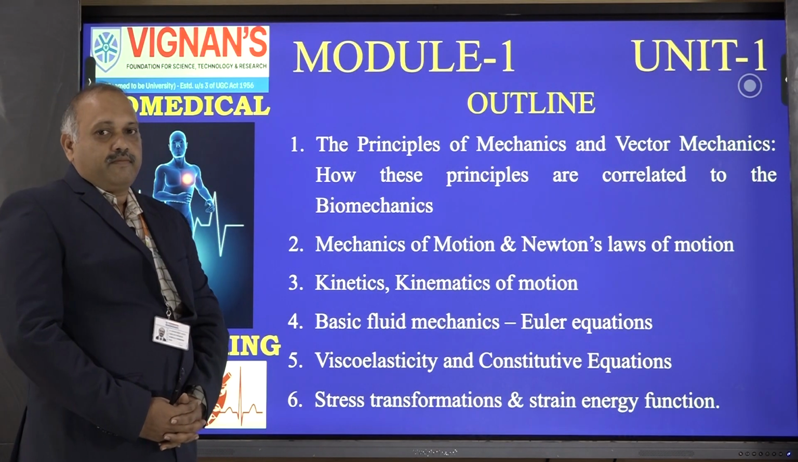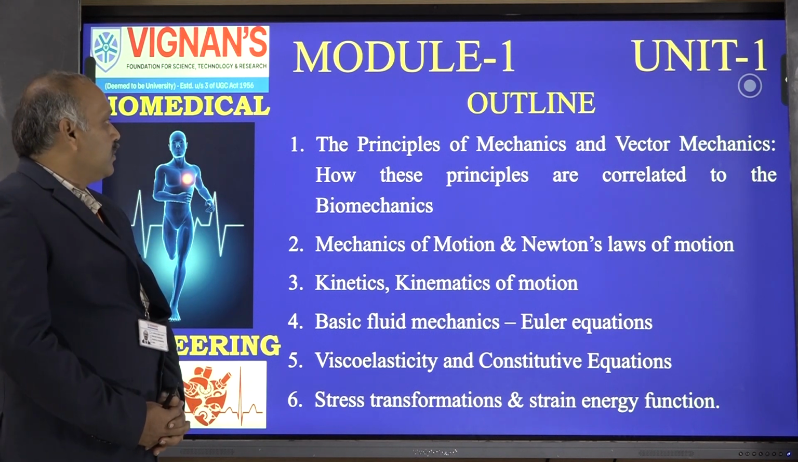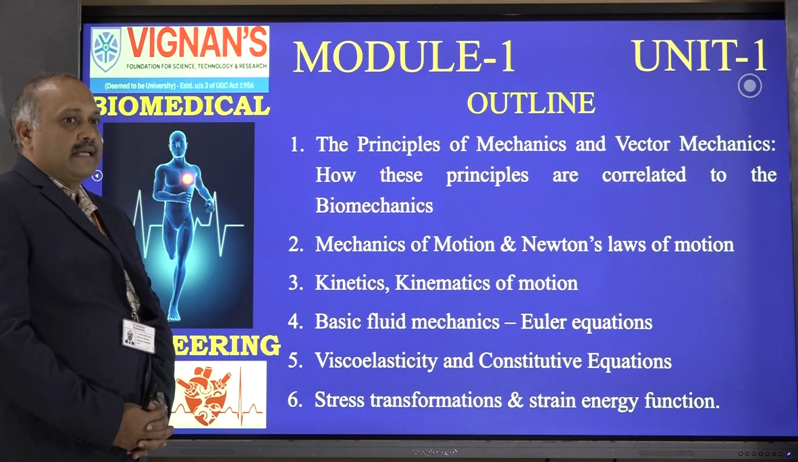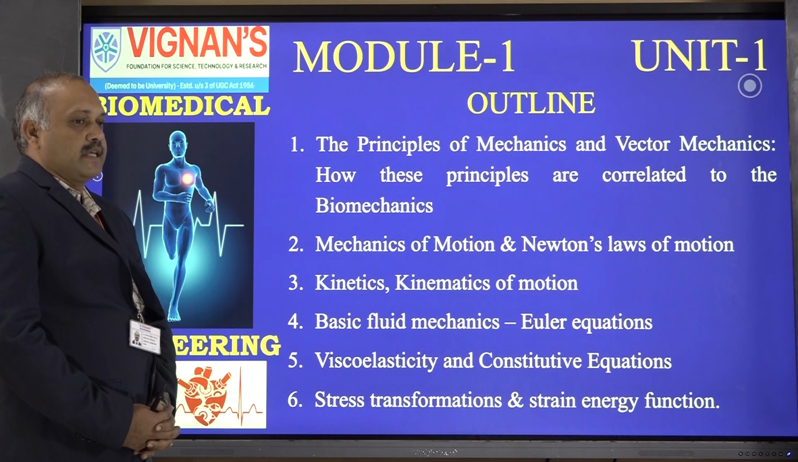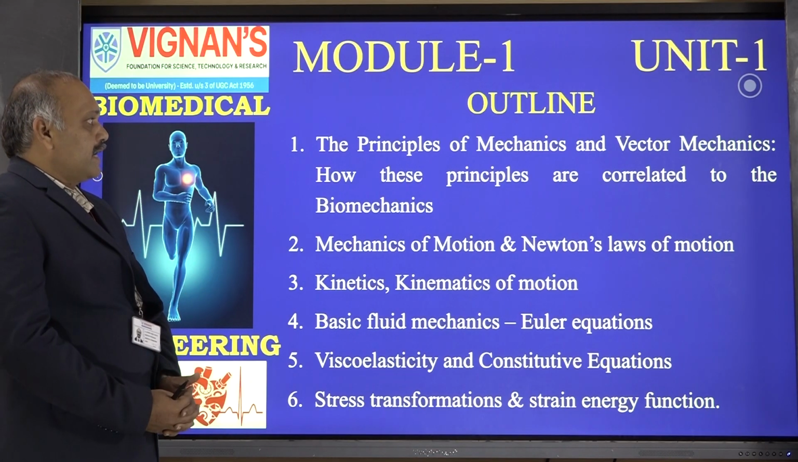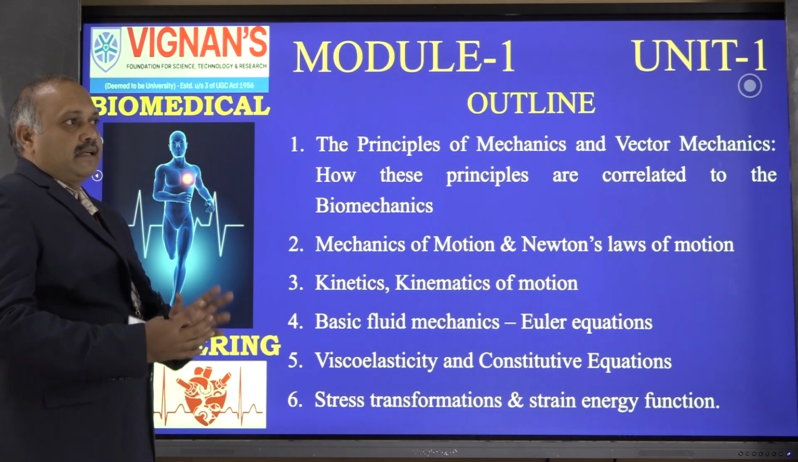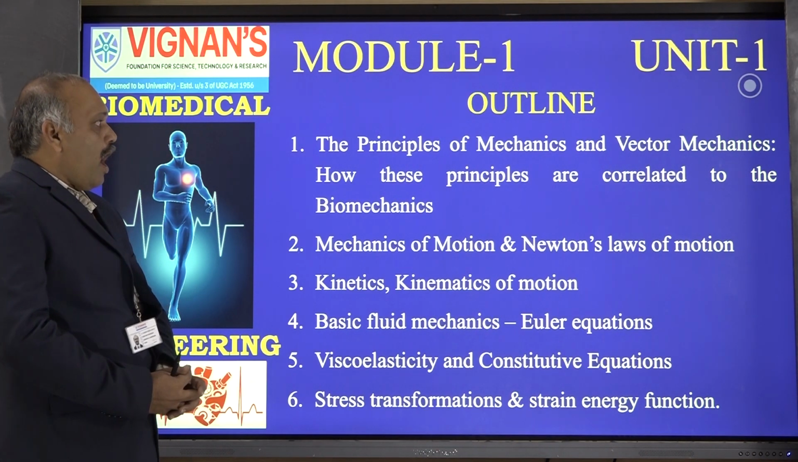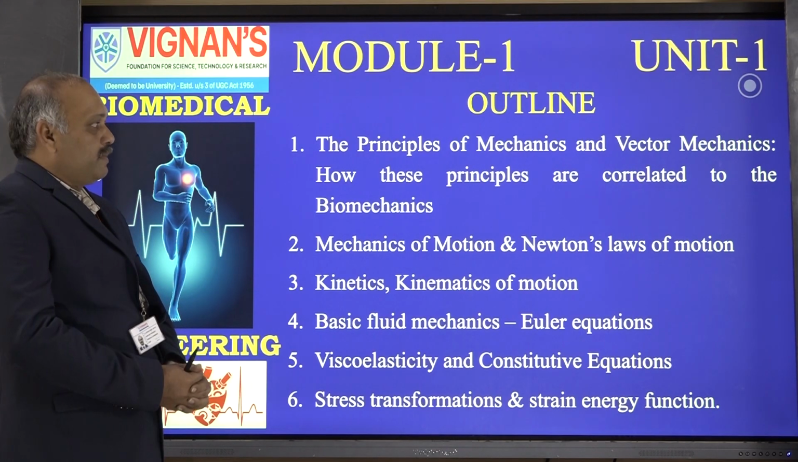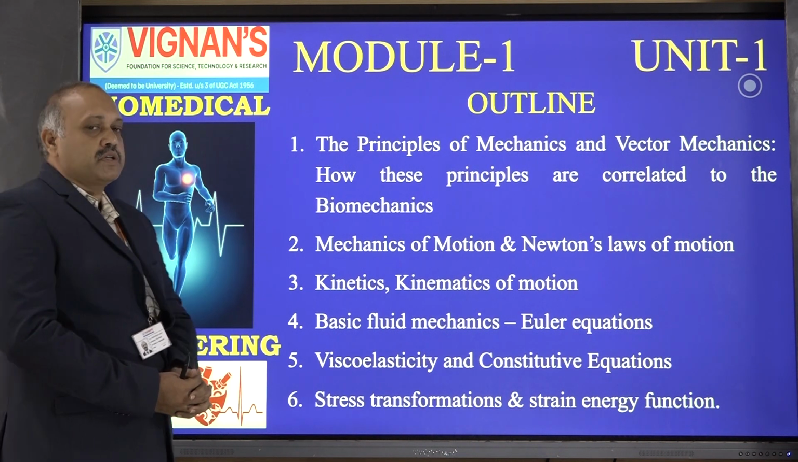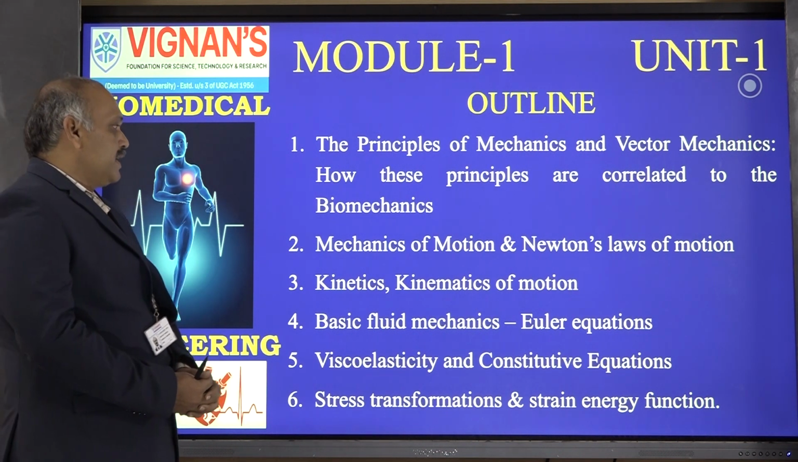So the first unit, the outline of the entire unit, is given in 6 steps. The first one is the principles of mechanics and vector mechanics. In the principles of mechanics, you are going to talk about forces, the result of that particular force, and then acceleration. The next one is vector mechanics, where vectors are a mathematical tool you are going to use to solve mechanics problems. All that you are going to talk about in the first one, and how vector mechanics is correlated to biomechanics. And the second one is the mechanics of motion and Newton's laws of motion. This is also a basic principle.